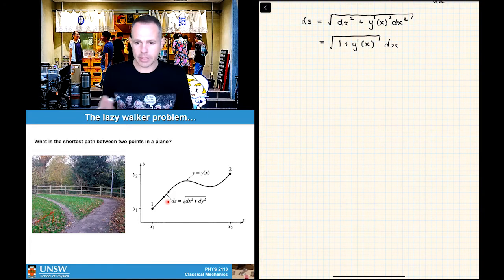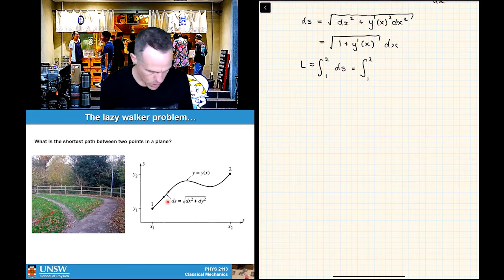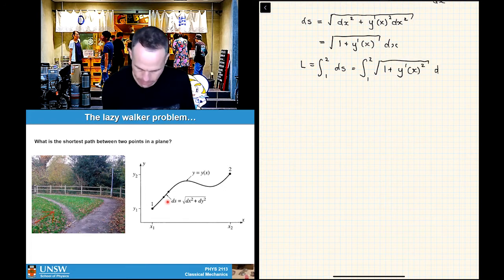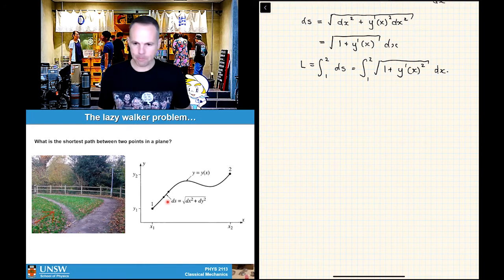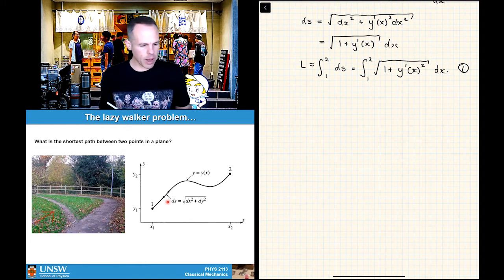The last step here is basically to get the length of the path. The length of the path is going to be the integral from 1 to 2 of ds, which is just going to be the integral from 1 to 2 of the square root of 1 plus y dash of x squared dx. Okay? I'm going to stop this result here. I'm going to hold it. Let's call it 1.